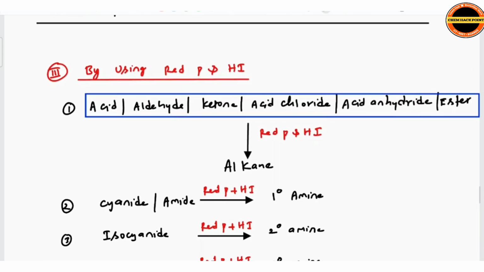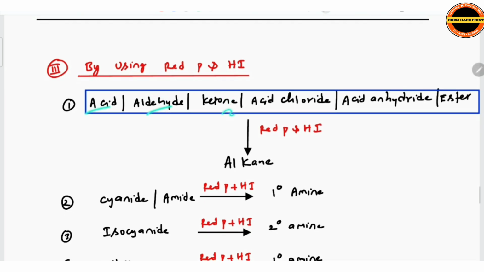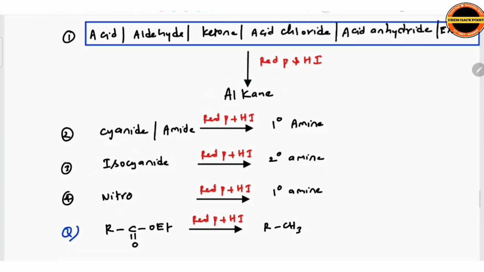By using red phosphorus and HI, like acid, aldehyde, ketone, acid chloride, acid anhydride, ester, any of these groups on red phosphorus HI reduction gives alkane. Cyanide and amide give primary amine. Isocyanide gives secondary amine. Nitro will give primary amine. For example, see here, ester group converts into alkane in presence of red phosphorus HI.